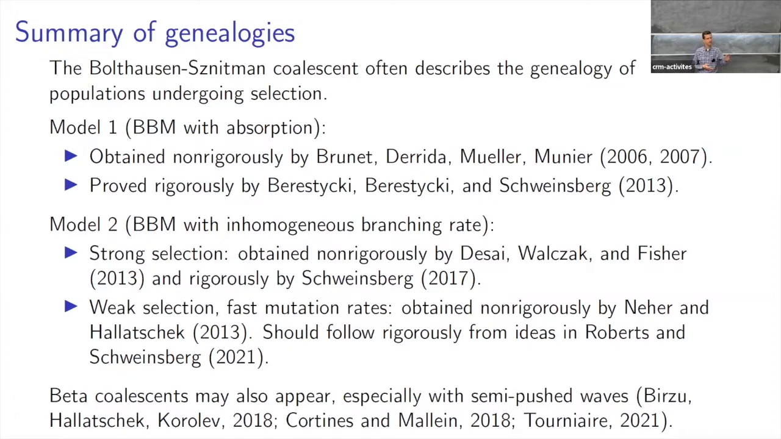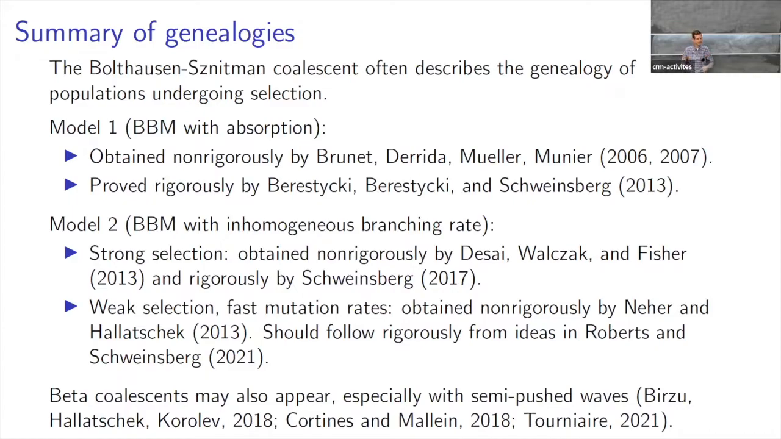In the case of weak selection, when the mutation rates are very fast, this result was obtained by using non-rigorous methods by Neher and Hallatschek. I believe that it's likely to follow rigorously from ideas in my paper with Matt Roberts, but up to this point, that has not been done. So based on these results, I think it's reasonable to consider the Bolthausen-Sznitman coalescent to be a kind of universal object, which describes the genealogy of populations undergoing selection in a fairly wide range of circumstances.